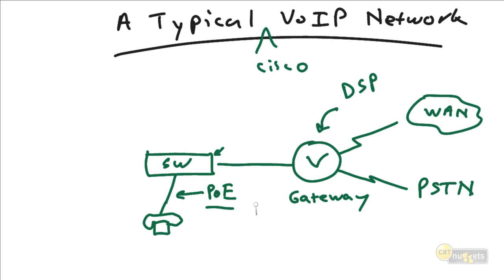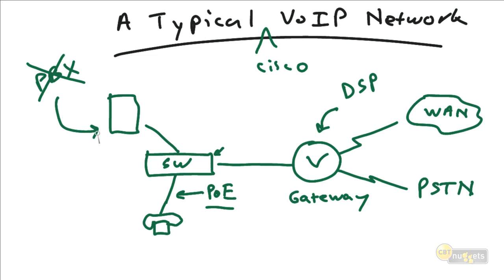Now, you need some brains of this whole operation. You need a device, right? You need a device that can handle all of the call routing and the call setup. This used to be done by what was called a PBX. But the PBX replacement in a voice over IP world is, drum roll please.